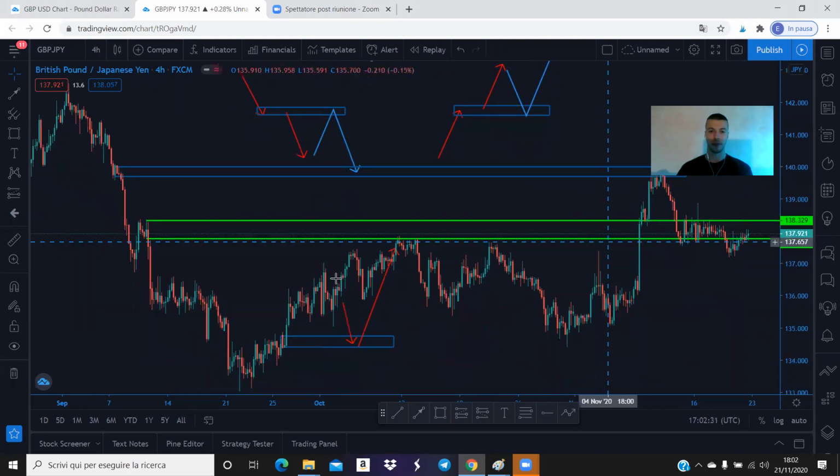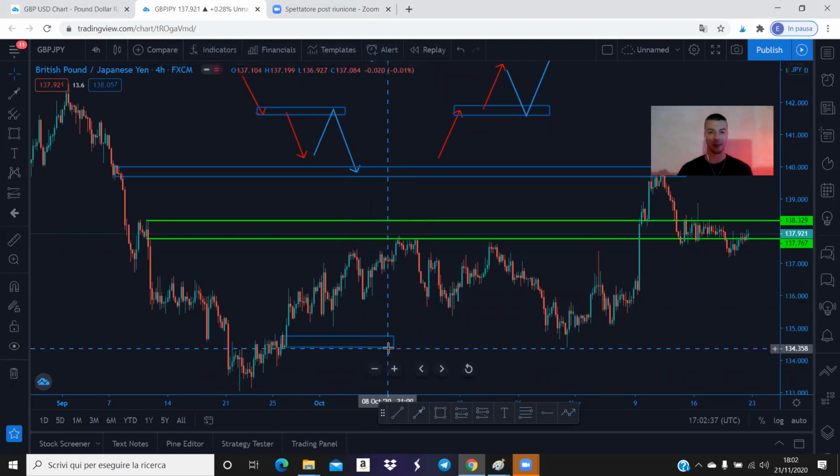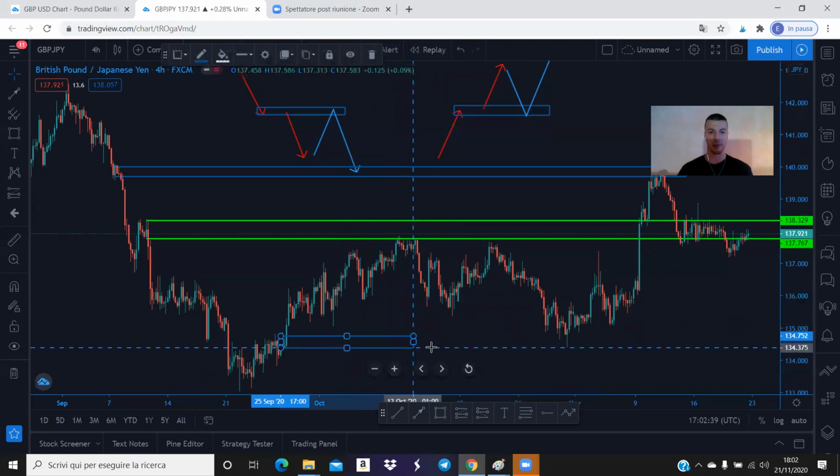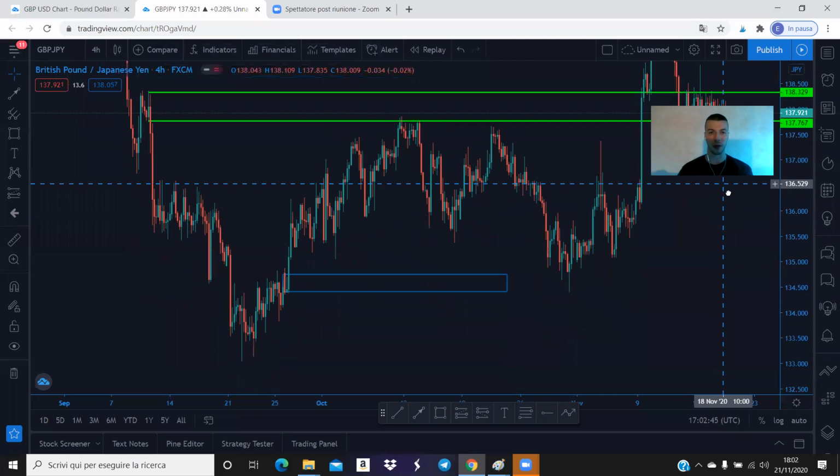So, how to place stop loss and take profit. Take profit is easier, and I will show you why in a minute. But stop loss, it is crucial. Well, it is not hard, but it is crucial to understand where to put it.